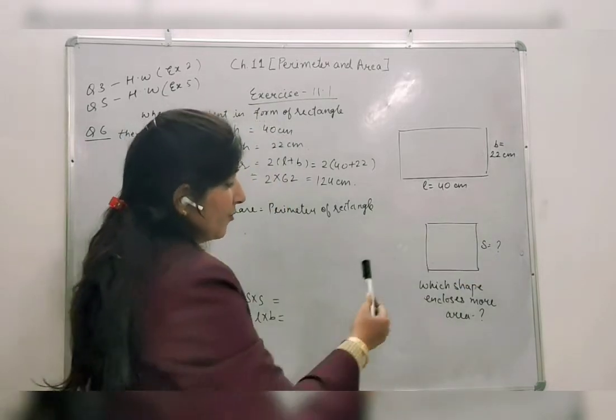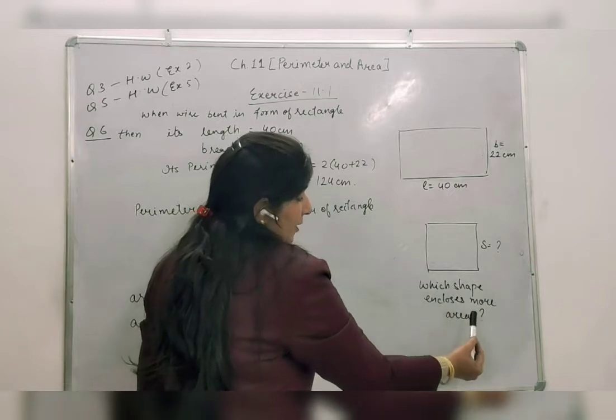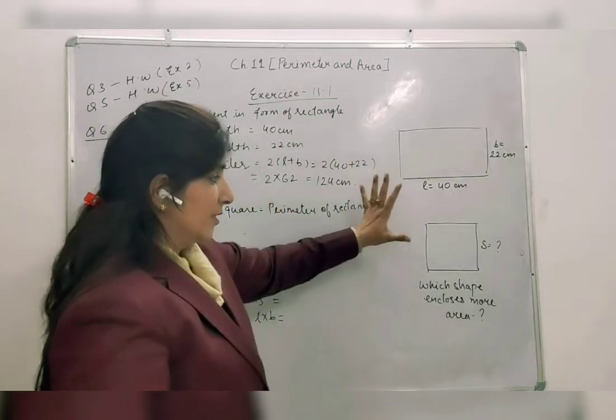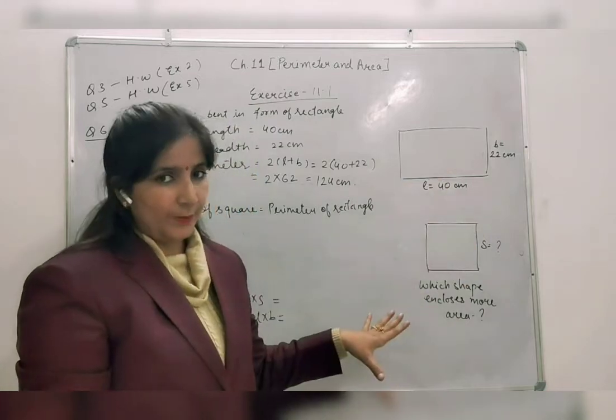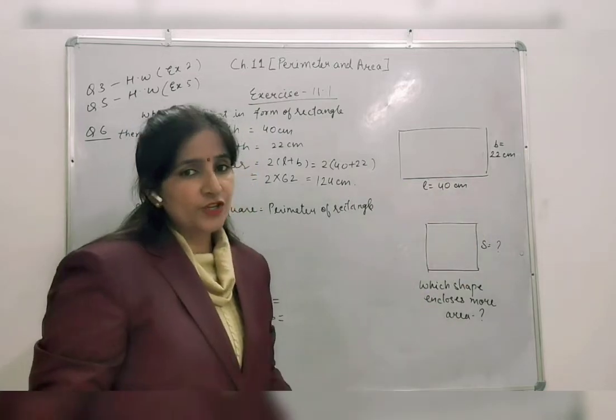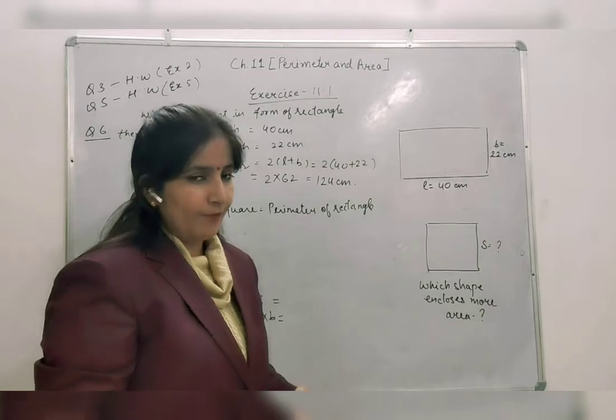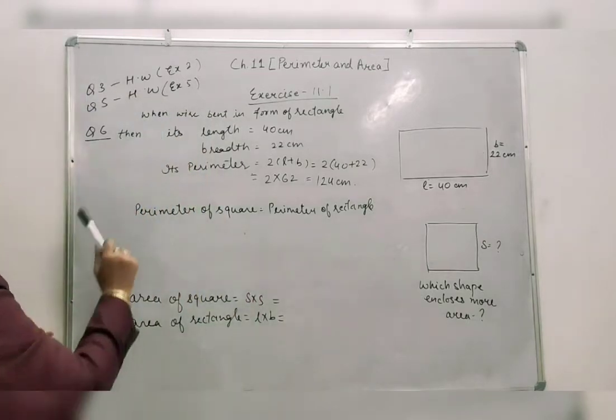Now what else do we need to tell? Which shape encloses more area? After calculating the side, we need to find out the area of both the shapes, and we need to tell which shape has the more area. Okay, so let us start.